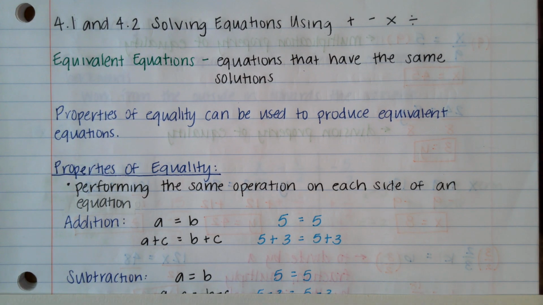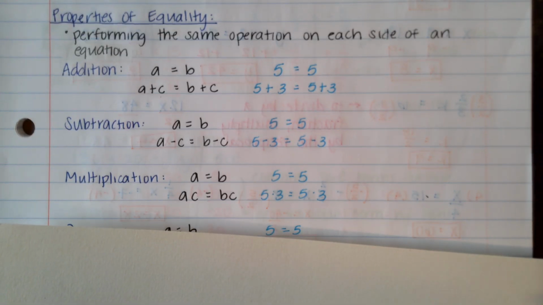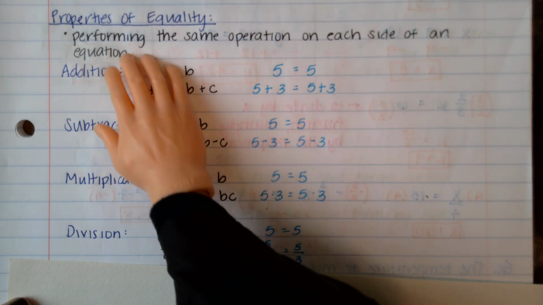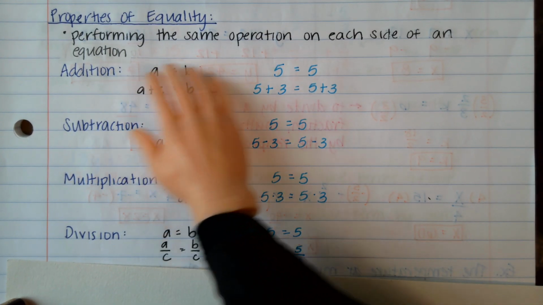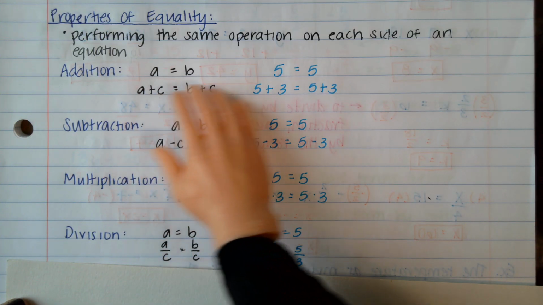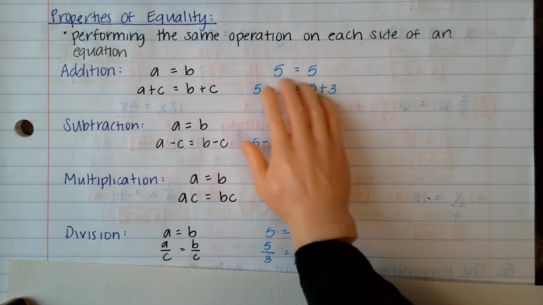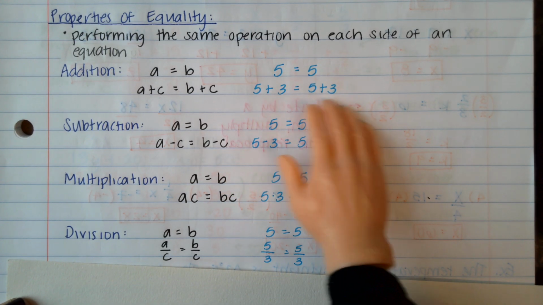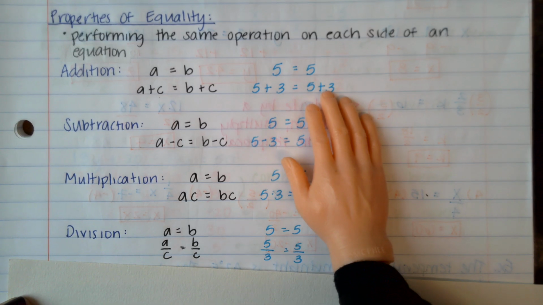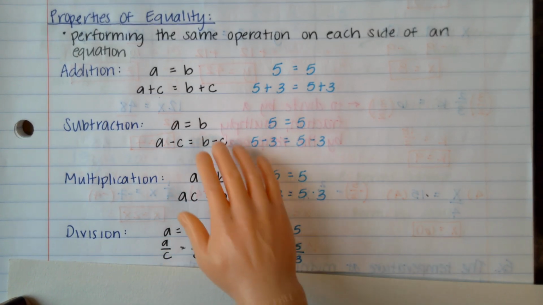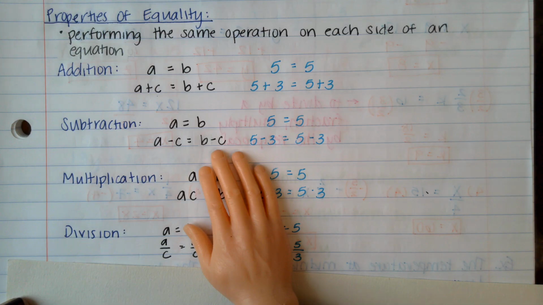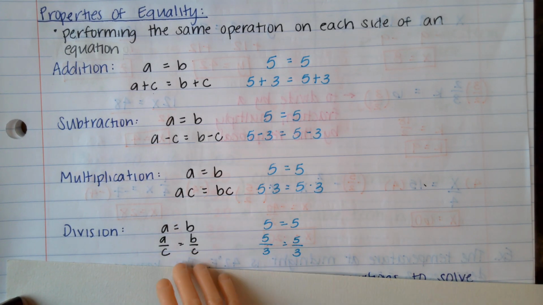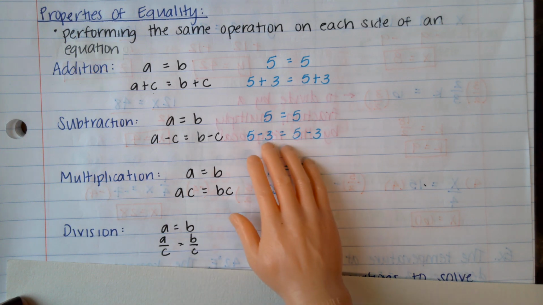So we have properties of equality for each operation that we have, and they say that if you do the same operation on each side of an equation, then you will still have something that is equal. So if you add the same number on each side, we know that if we start with 5 equals 5, that is true, and we add the same number on each side, we get 8 equals 8, that is also true. So if we start with something true, do the same operation on each side, it stays true or stays equal. So you can see that is true for subtraction, multiplication, and division. Each of these will equal the same numbers.